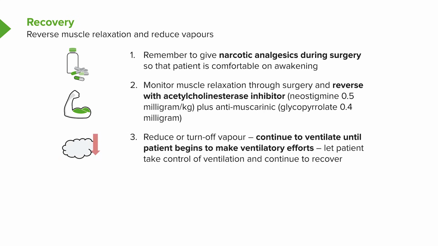Reduce or turn off the vapor, but continue to ventilate the patient until the patient begins to make ventilatory efforts on their own, by himself or by herself. And let them take control of the ventilation as they continue to recover. So initially, you're bagging them or letting the ventilator control their ventilation, but as they begin to make more effort on their own, you back off a little bit on the bagging, and then ultimately they should be able to control ventilation on their own.